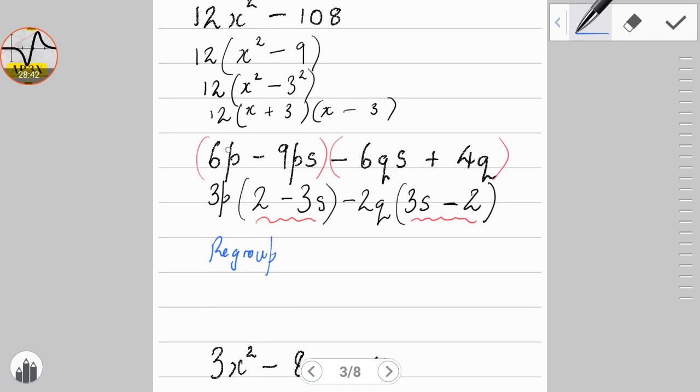Do you want to regroup the 6p? Do you want to put the minus 9ps at the front and the 6p at the back? Or do you want to put the 4q in front of the 6qs? My best bet here is that I'm always tempted to fix this bracket over here. Since I know that this is 6p minus 9ps, and that bracket is okay, if I can somehow turn around these terms and put 4q at the front and minus 6qs at the back, then what I'm going to get in the bracket is going to be also flipped. So I'm going to end up with 2 at the front, 3s at the back, and it should look the same way. So let's go ahead and do that.